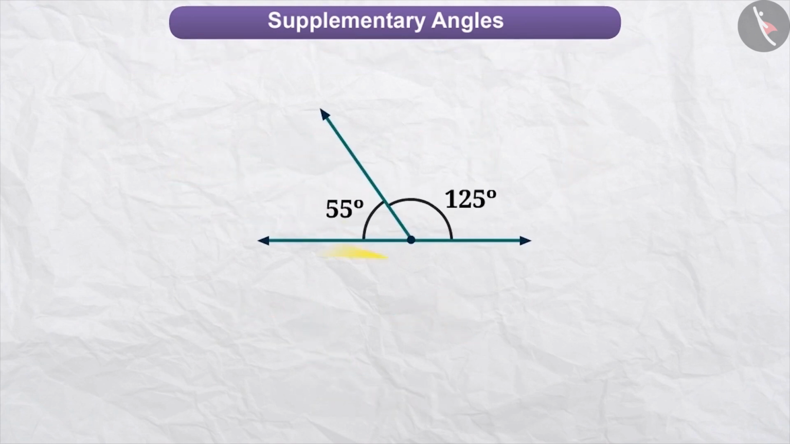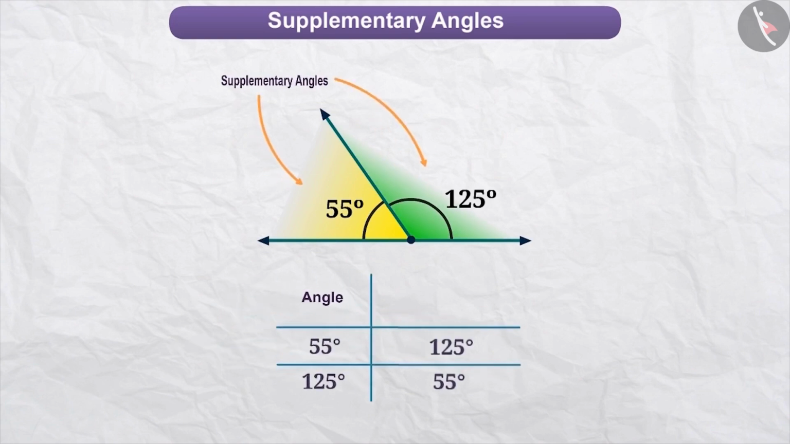If two angles such as angle 55 degree and angle 125 degree are supplementary, then each angle is called a supplement of the other. For instance, here angle 55 degree is the supplement of angle 125 degree, or we can also say that angle 125 degree is the supplement of angle 55 degree.